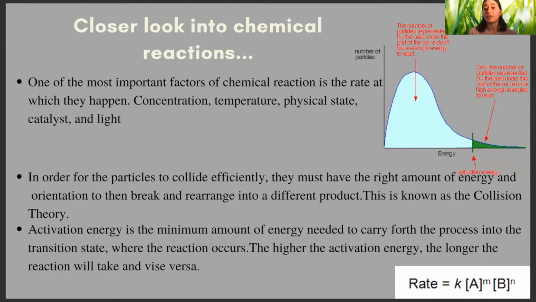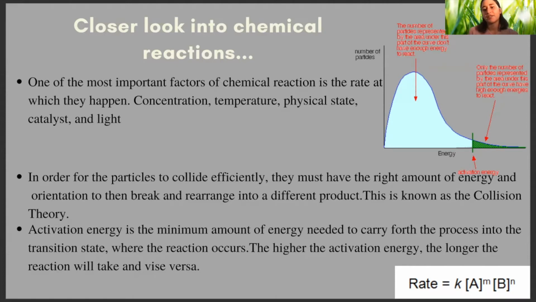One of the factors that are really important for chemical reactions is the rate at which they happen. Things like the concentration, the temperature, the physical state, catalyst, and light all affect the rate at which chemical reactions happen. This term is known as the chemical reaction rate. In order for particles to collide efficiently, they must have the right amount of energy and orientation so they can break and rearrange into whatever product this may be. This is known as the collision theory.